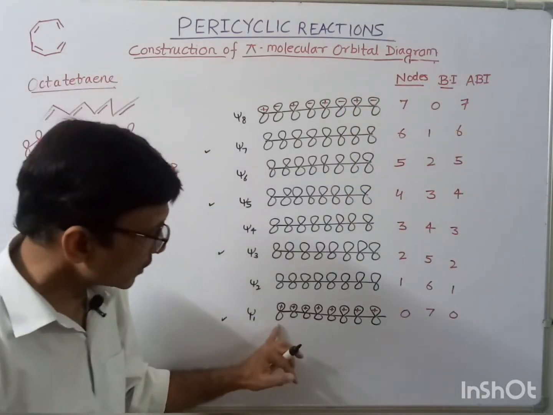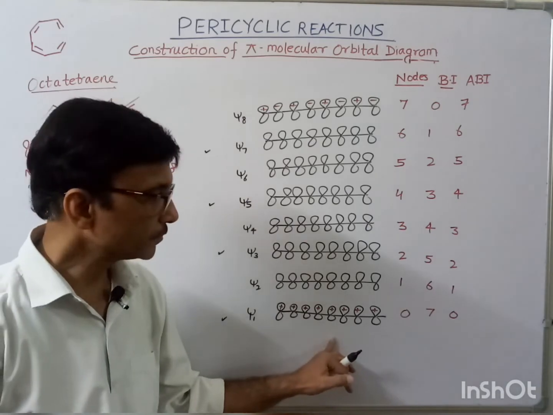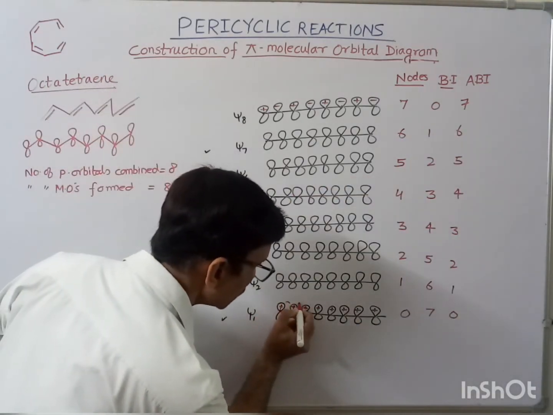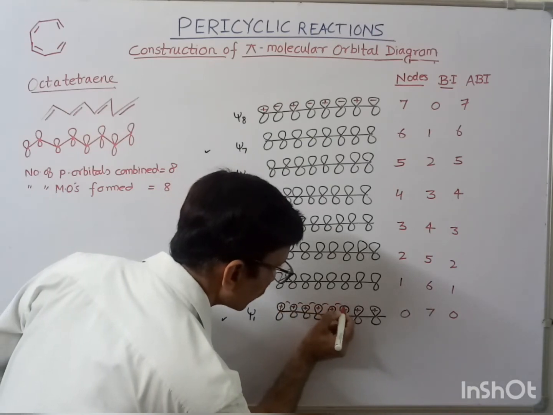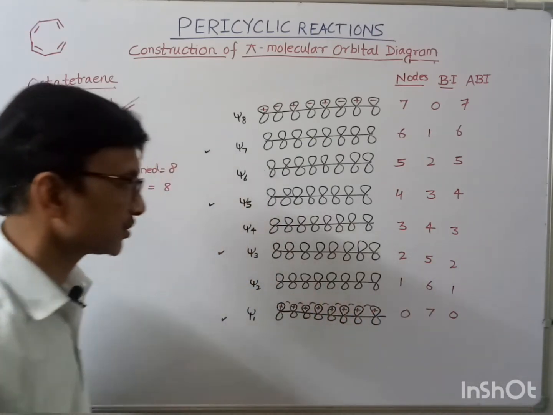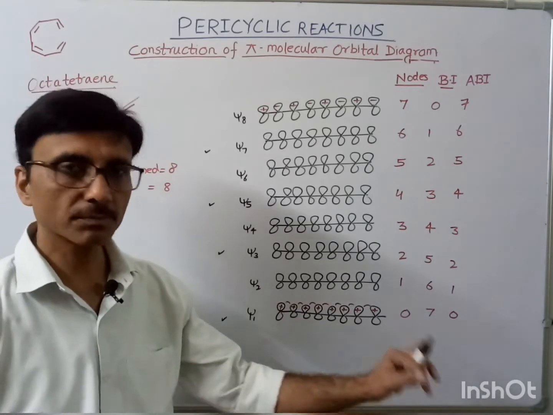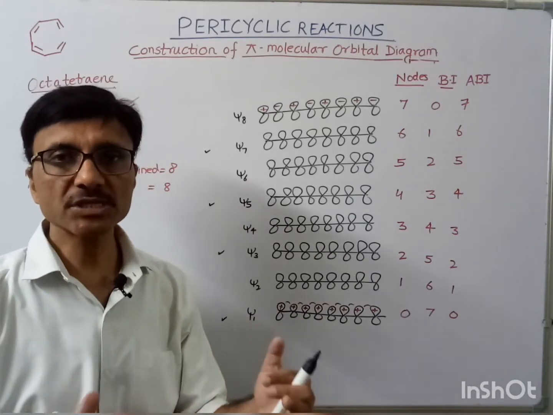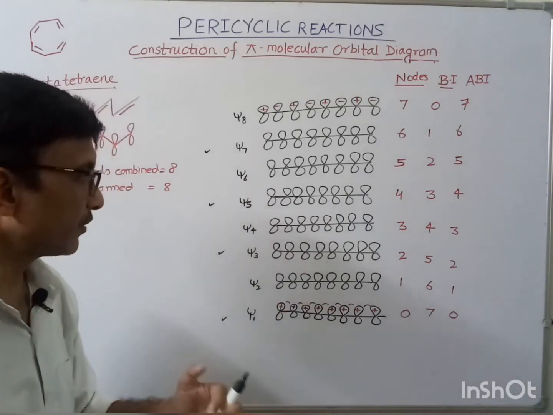If you see here, the number of nodes is 0. Bonding interactions: 1, 2, 3, 4, 5, 6, 7 bonding interactions. Plus, plus, plus, plus, plus. Same sign gives you the bonding interaction, and opposite sign gives you the anti-bonding interaction.